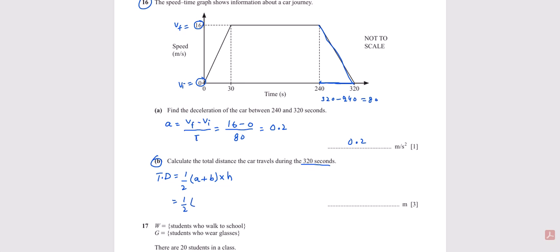1 by 2, and this one is the upper side, which we say is a. So from this point to this point, like that, 240 minus 30, that is equal to 290. So a is equal to 290. 290 plus b, where b is the final distance. The final distance is 320.